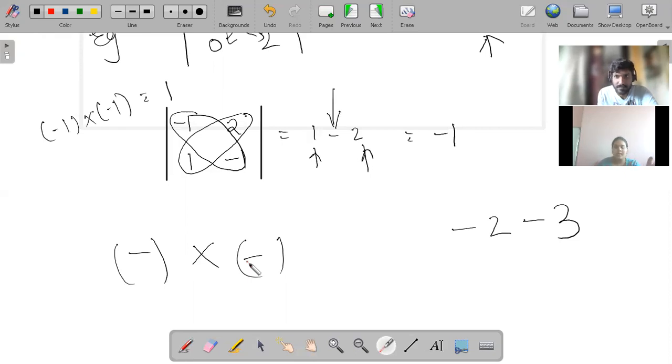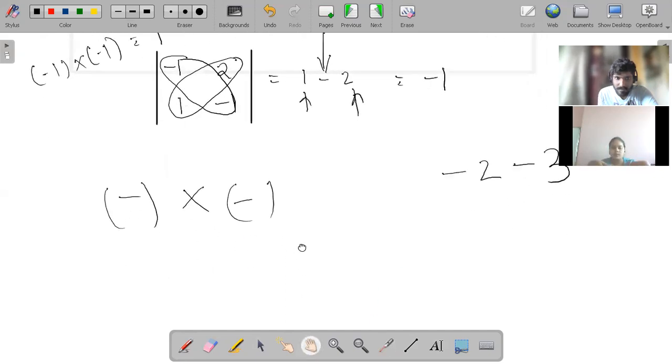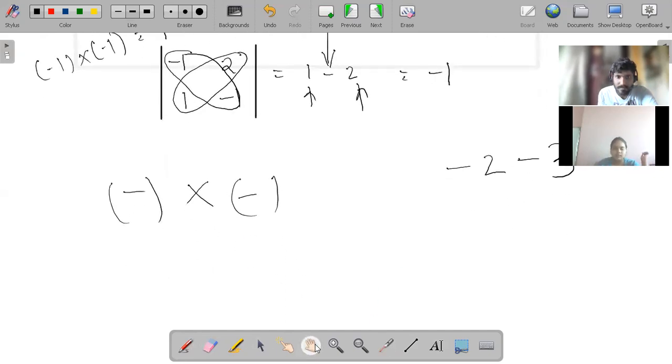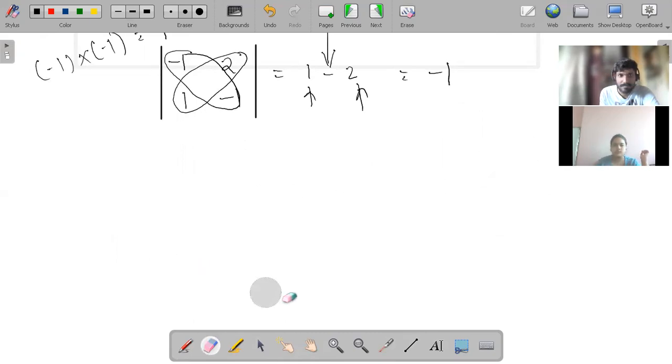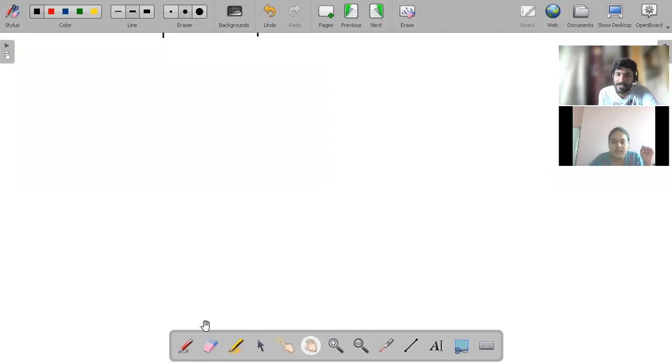I just wanted to know, if you do minus into plus and minus into minus, what is the difference? Okay, I'll show you with an example. I'll explain that also. Look at this example first and then we'll come to that.